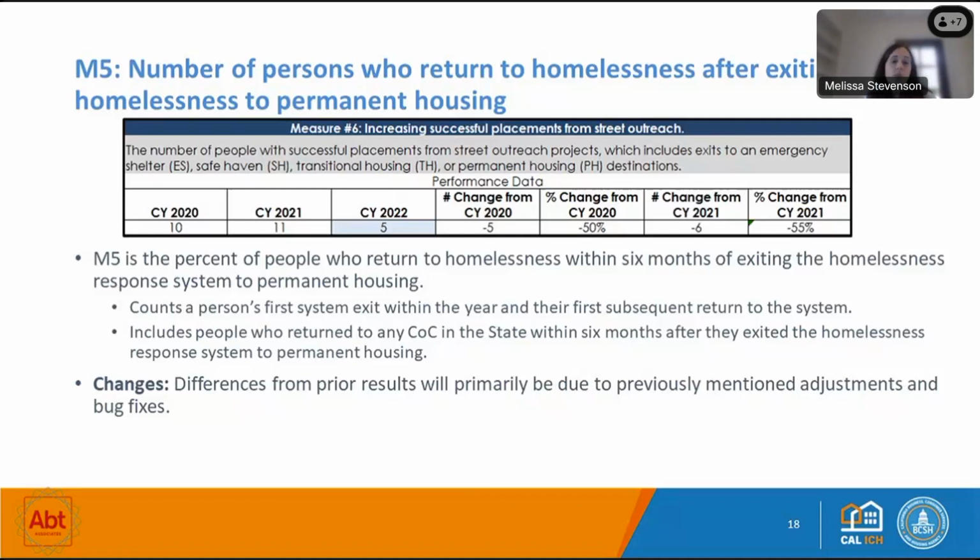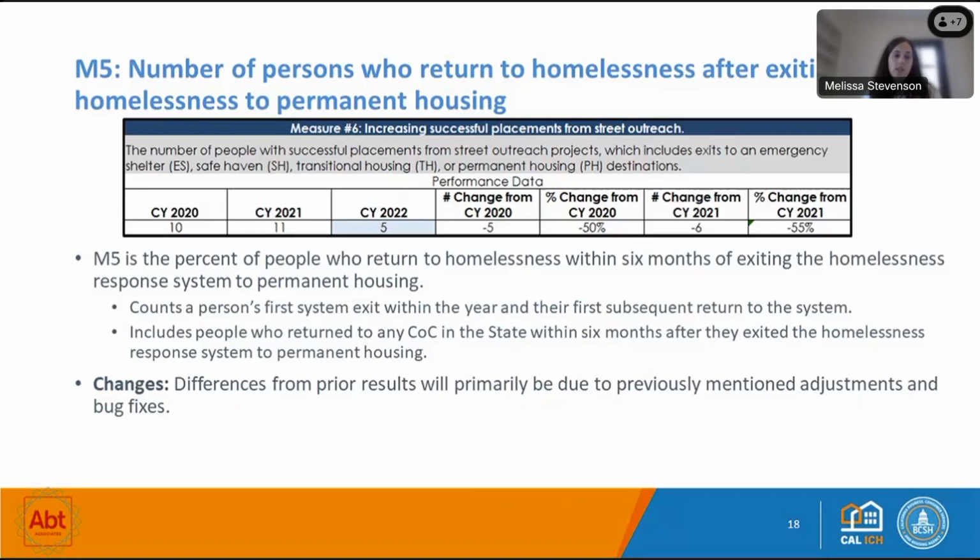It also includes people who return to any CoC in the state within 6 months after they exited the homelessness response system to permanent housing. So it'll get counted in the SPMs for the CoC where they exited from. What we do look at is whether someone returned to another CoC in the state. That is important to note, and we'll talk a little bit more on a later slide about differences between these SPMs and some of the other HUD reporting. That is going to be a key difference, because we have data on every CoC in the state in HVIS.